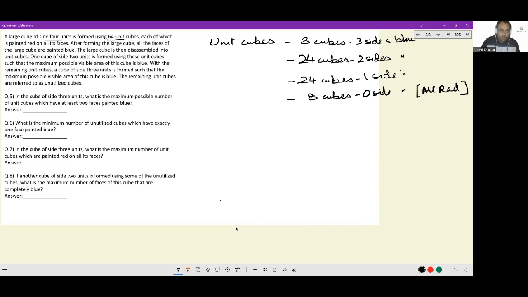This is what we have. Then the large cube is disassembled into unit cubes. This is the distribution of the unit cubes. One cube of side 2 units is formed using these unit cubes such that the maximum possible visible area of the cube is blue.